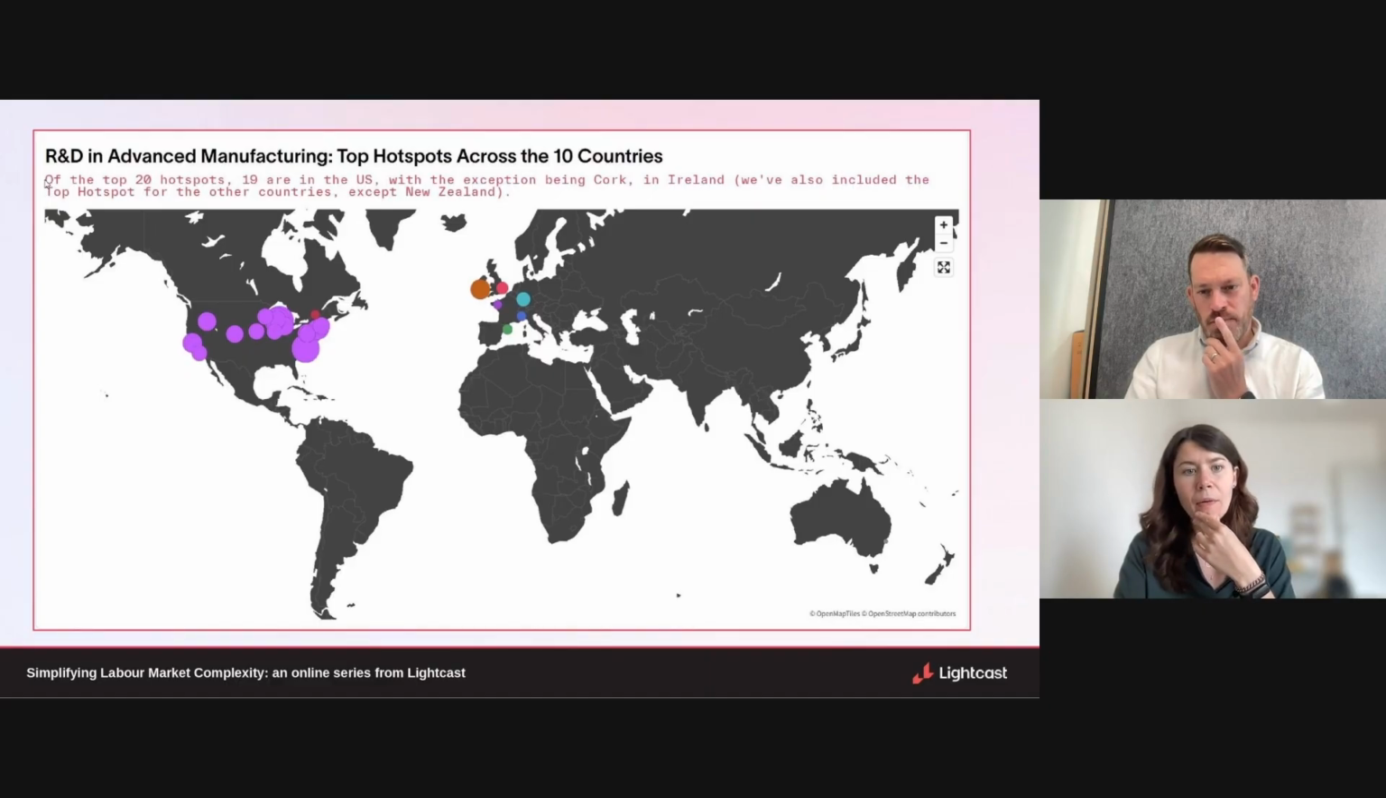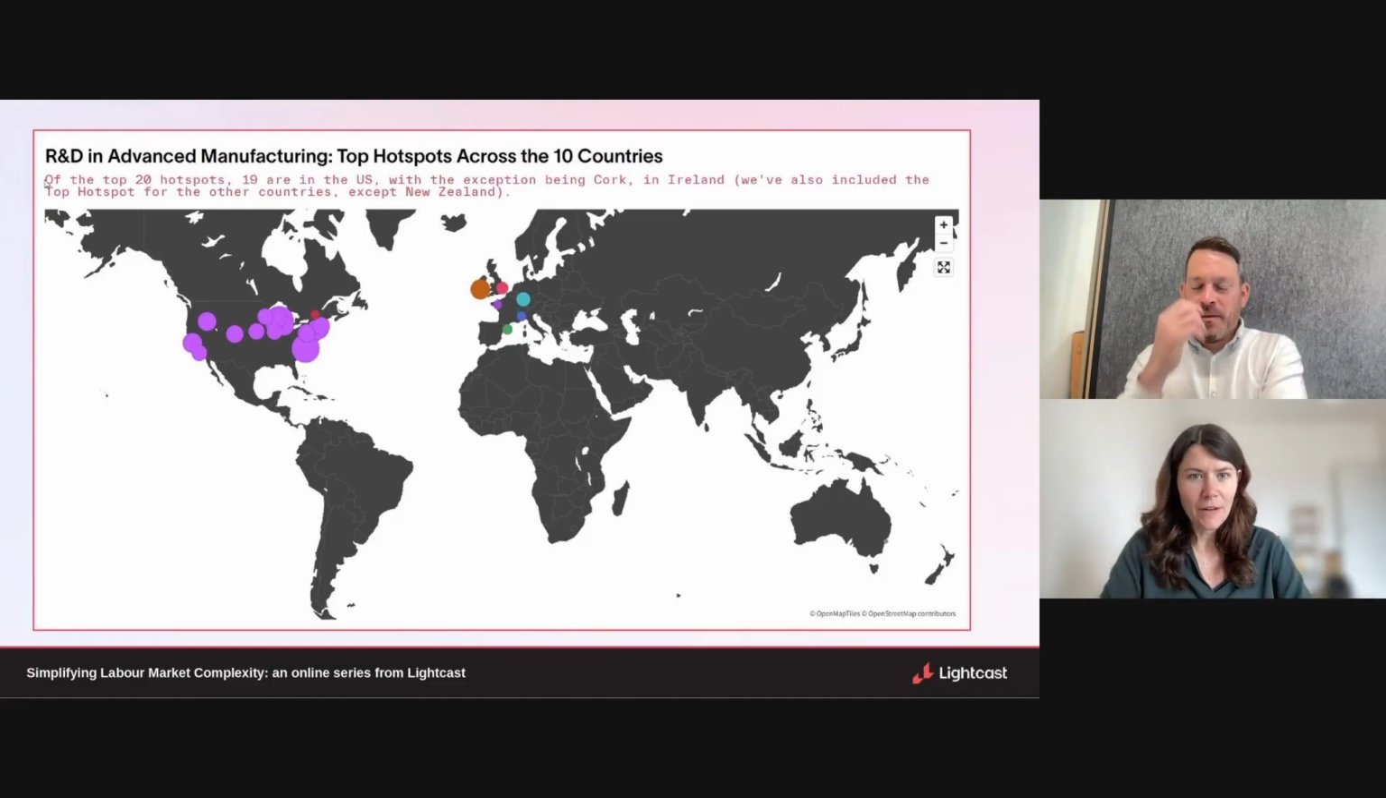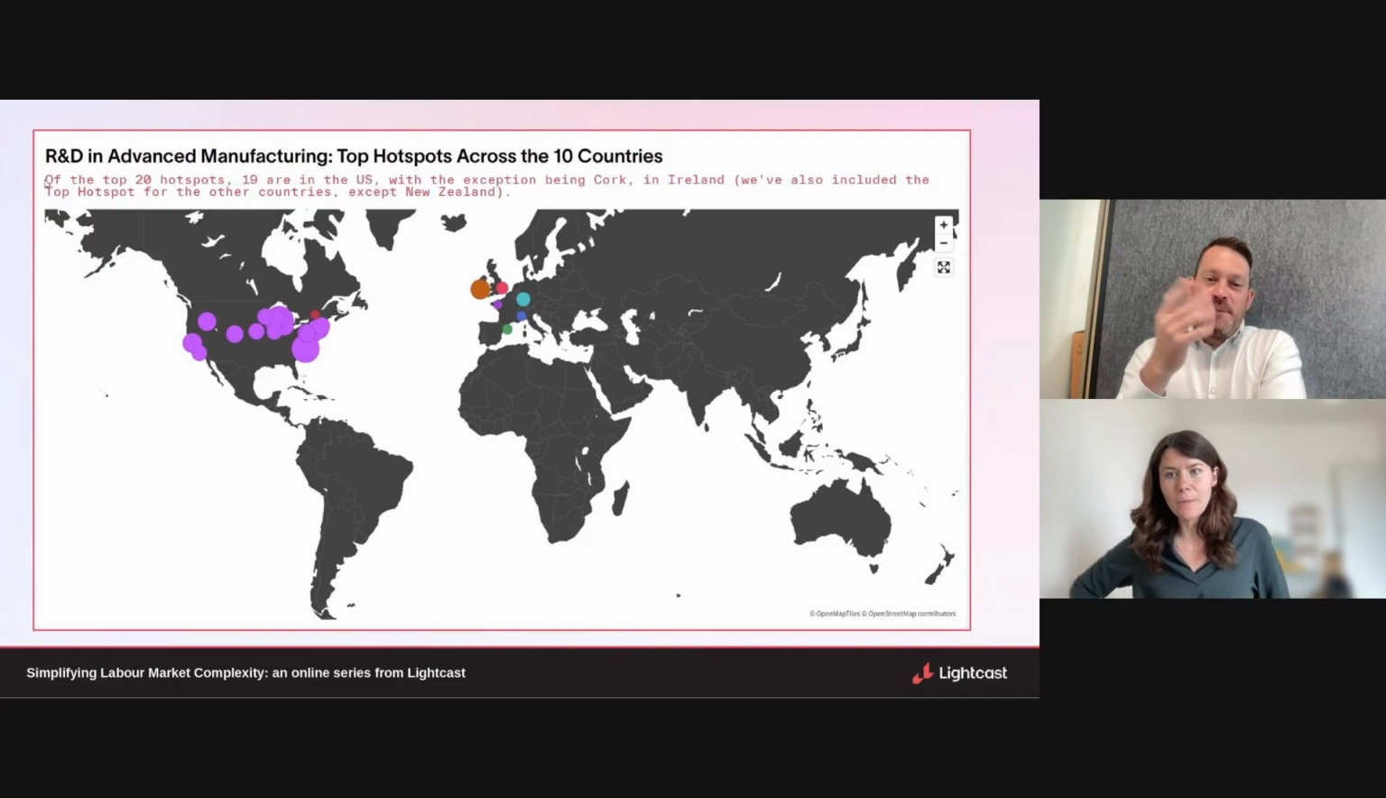So for example, when it comes to the top 20, 19 of the hotspots for advanced manufacturing are all in the US. So no wonder the politics around the whole thing are playing out right now. But yeah, there are other hotspots also in other parts of the world.